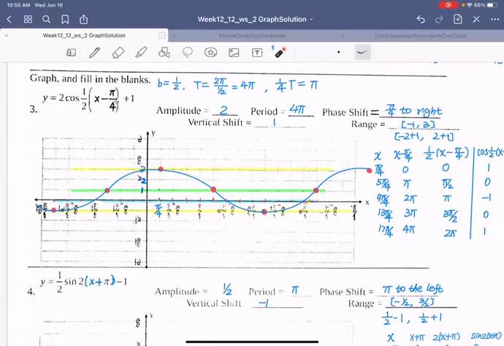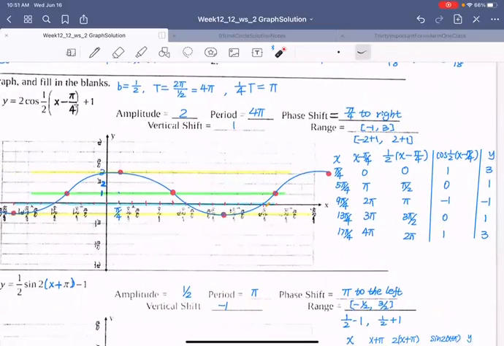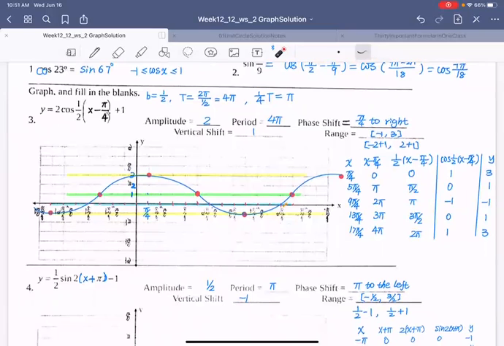Is there any other way to draw this graph? Yes, there is, but it may not be as fast as this way. The other way of drawing this is doing a table. So you do this table like this. Watch out here. I first write down this column. I make x minus pi over 4, I write down here. I make this equal to 0.